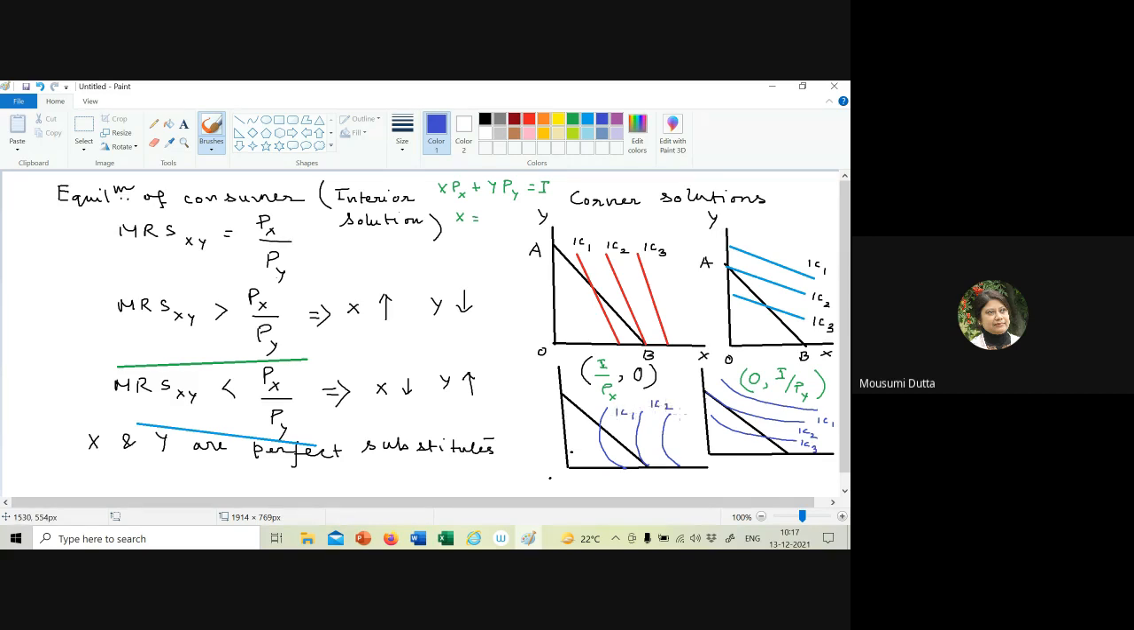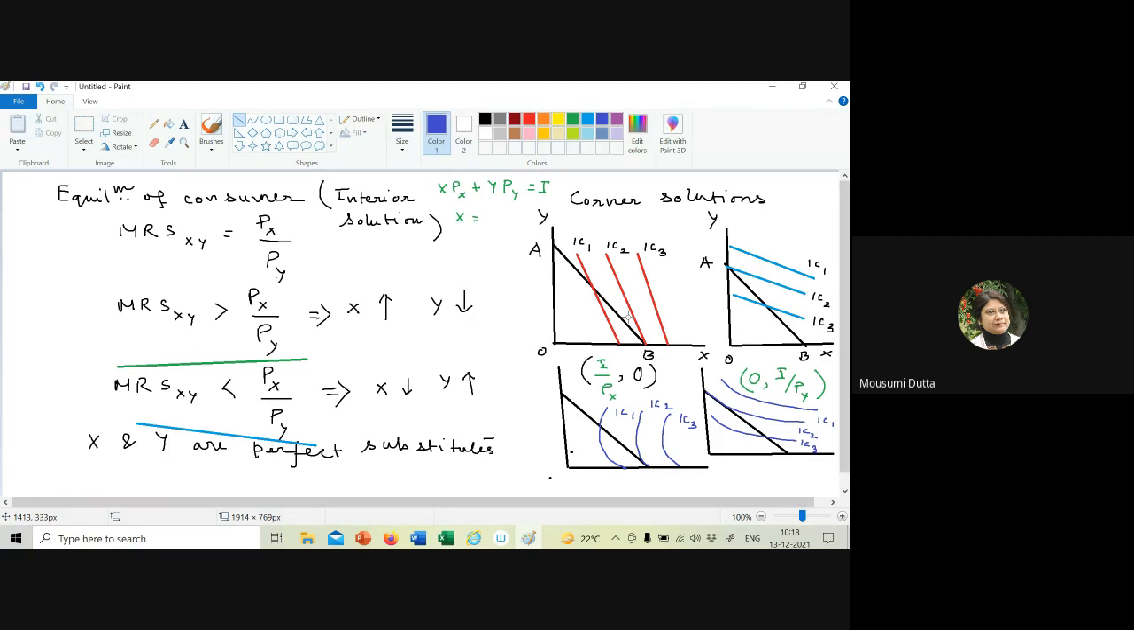A linear line is also weakly convex. And here too, the lines are weakly convex because part of the horizontal axis and part of the vertical axis are coming as part of the indifference curves. So the commodities need not necessarily be perfect substitutes if I want to have a corner solution.